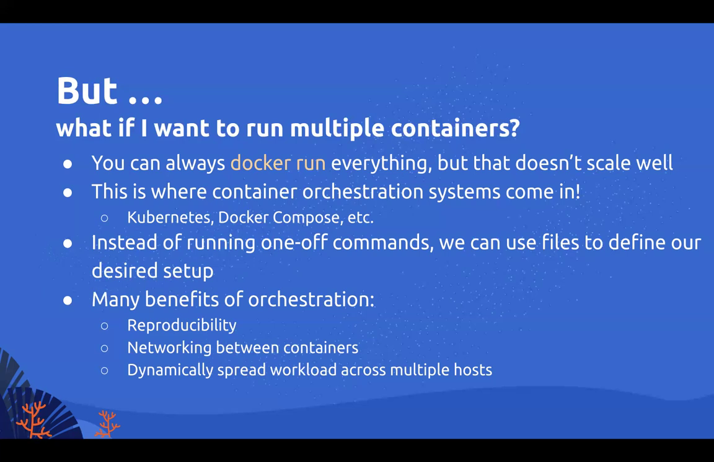As I started to mention, reproducibility allows greater networking between containers. There are a lot of commands when you're running docker run to create Docker networks and attach them to the containers, but these services make it much easier. And then you can also dynamically spread containers across multiple hosts. So for Kubernetes, if you have 10 different servers, you can spread your containers across all those 10 servers automatically based on the load, as opposed to having to do it manually.